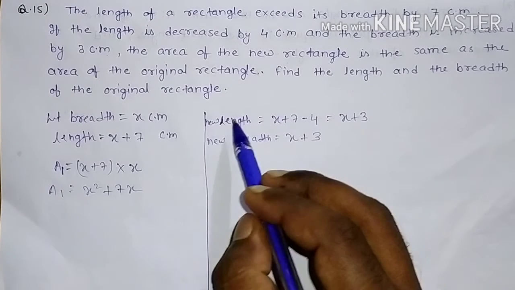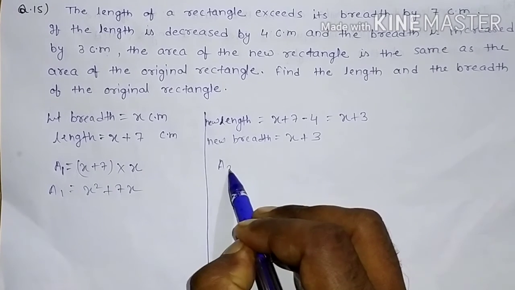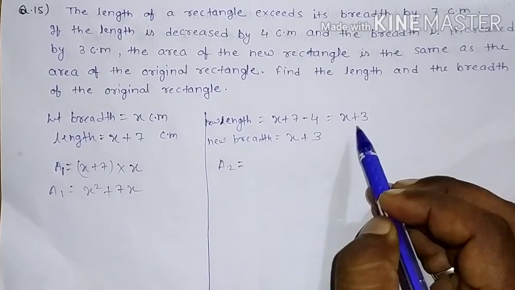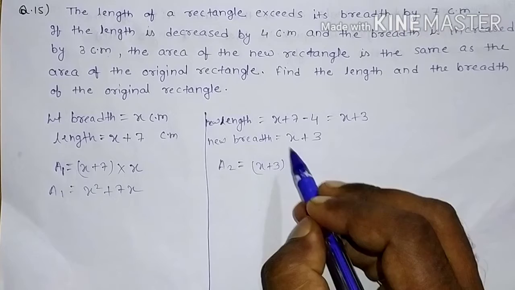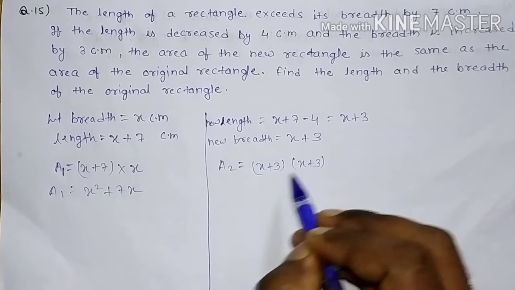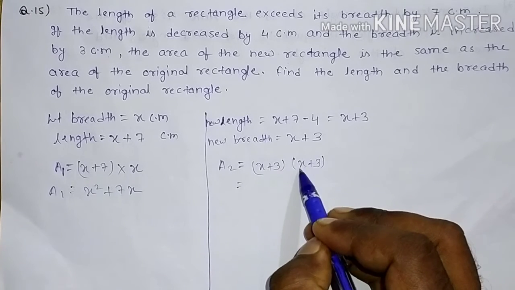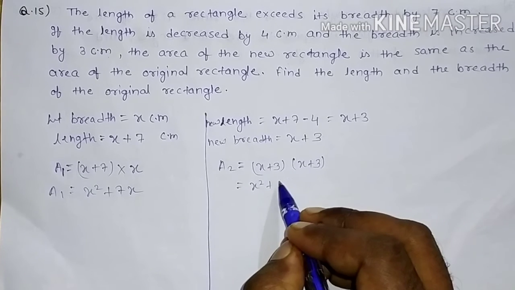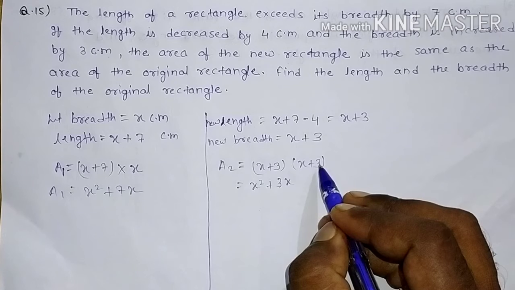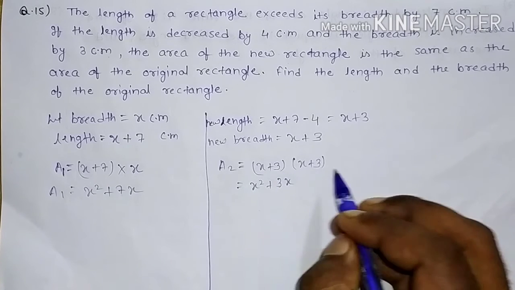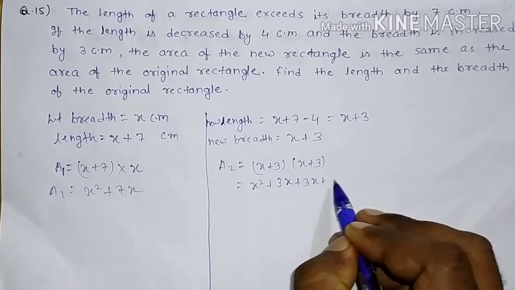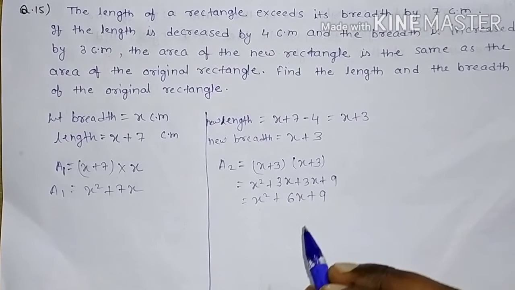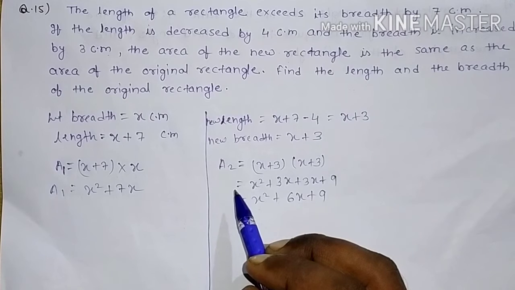Now the area A2, we know the formula of area of rectangle, length into breadth, so the length is x plus 3 and breadth is x plus 3 also. So let's multiply it, so x into x, that is x square, plus x into 3, that is 3x. Now multiply 3 into x, that is 3x, and 3 into 3 is 9. Now x square plus 6x plus 9. This is area A2.